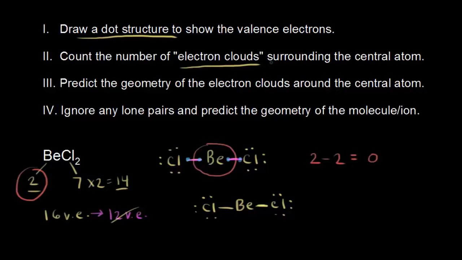And you can think about them as regions of electron density. And since electrons repel each other, right, those regions of electron density, those clouds, want to be as far apart from each other as they possibly can. And so let's go ahead and analyze our molecule here.